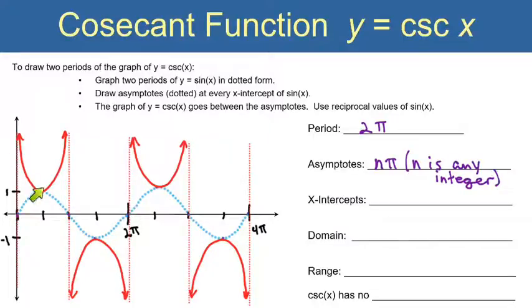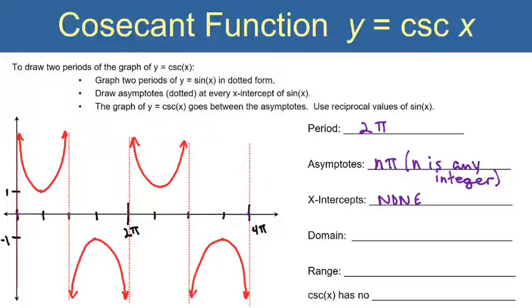And the x-intercepts of the cosecant graph. Now remember, we're talking about x-intercepts of the cosecant graph. So maybe we ought to pause here and erase the sine function. Okay, here we go. And now, without the sine function in the way, you can see that the cosecant graph does not have any x-intercepts. So for x-intercepts, we can put none.